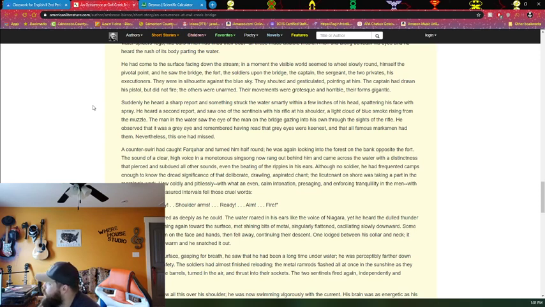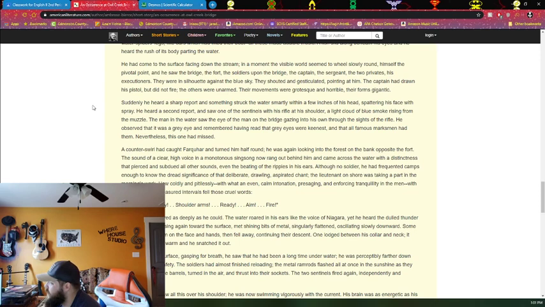Suddenly he heard a sharp report, and something struck the water smartly within a few inches of his head, spattering his face with spray. He heard a second report, and saw one of the sentinels with his rifle at his shoulder, a light cloud of blue smoke rising from the muzzle. The man in the water saw the eye of the man on the bridge gazing into his own through the sights of the rifle. He observed that it was a gray eye, and remembered having read that gray eyes were keenest, and that all famous marksmen had them. Nevertheless, this one had missed. A counter swirl had caught Farquhar and turned him half around. He was again looking into the forest on the bank opposite the fort.